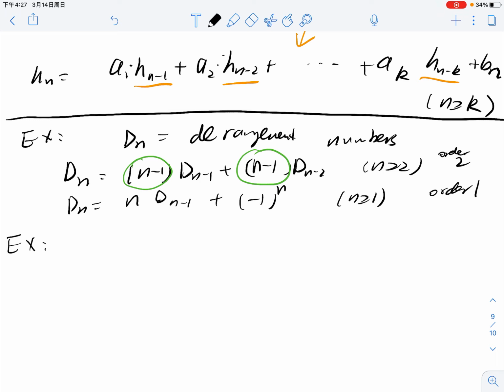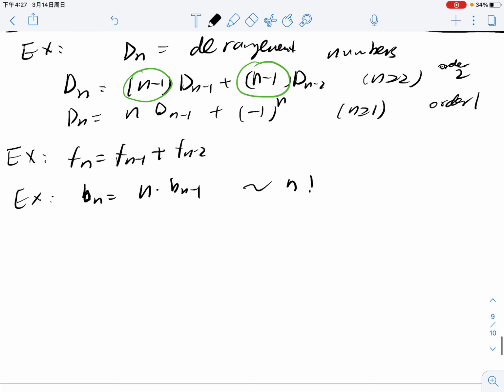Okay, complicated doesn't mean you cannot solve it. It just means that in general, if you have complicated coefficients, you may have trouble deriving a general formula. And another one is this, which is actually kind of n factorial. And also you will have some other one, just like the geometric sequence.